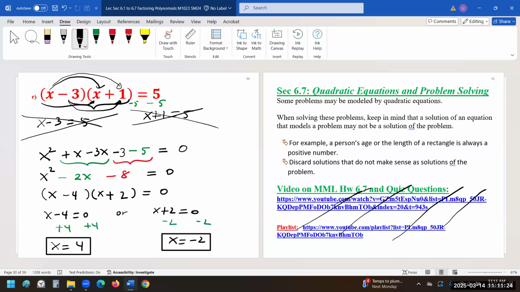Or let's say you have a store and you want to know the maximum profit you can get. Most of the time we have a quadratic equation that shows us the profit function. So in order to get the maximum profit or minimum cost, we can use a quadratic equation.